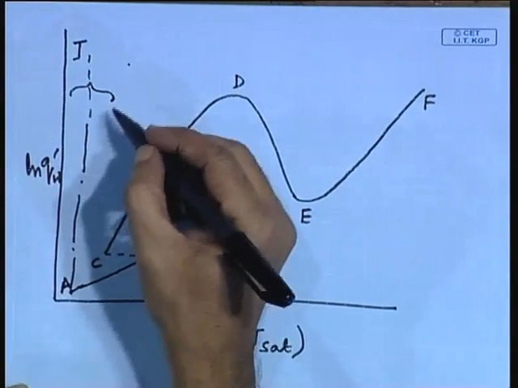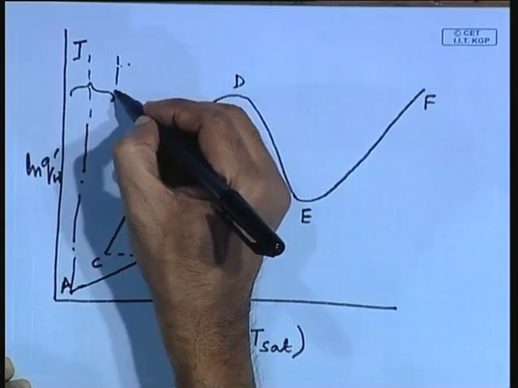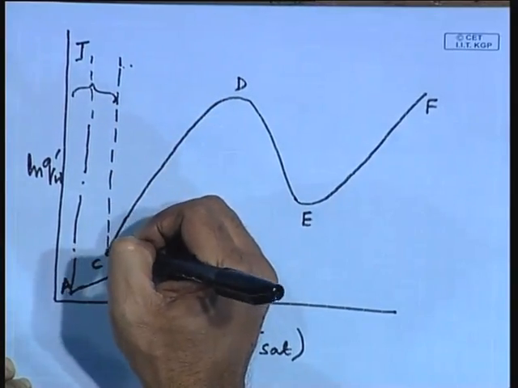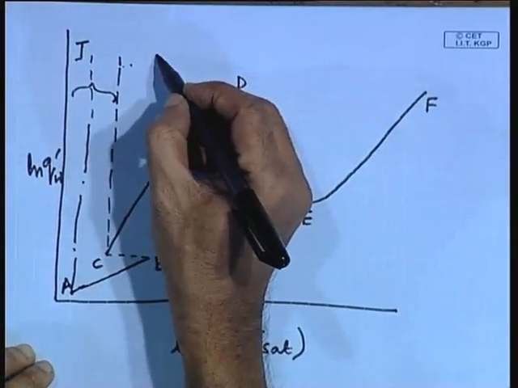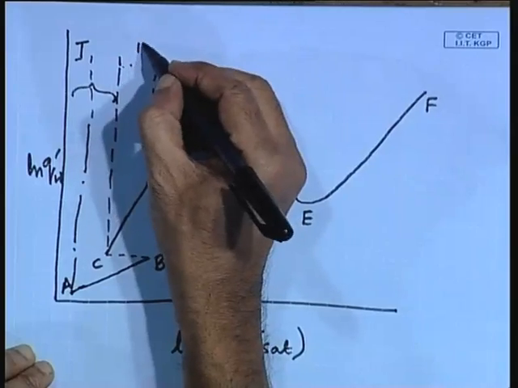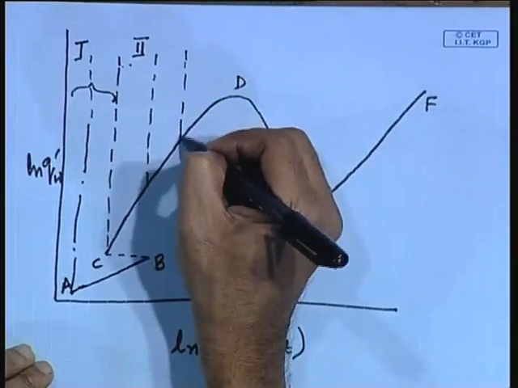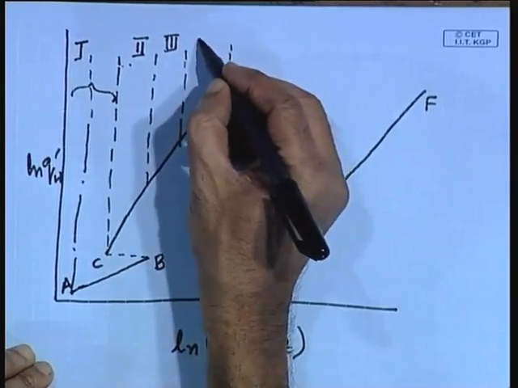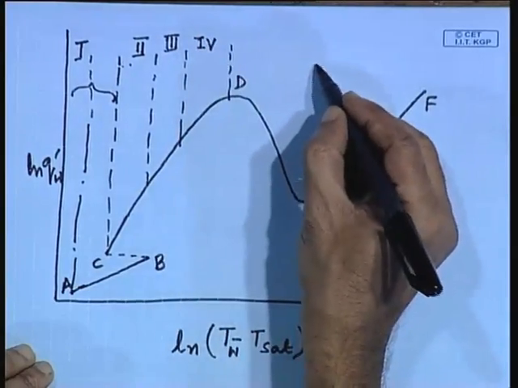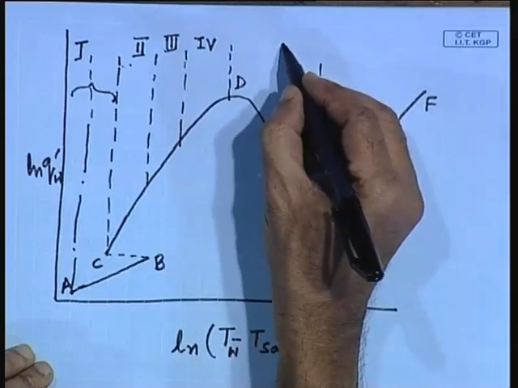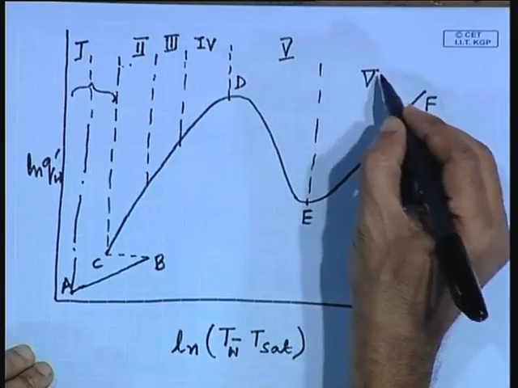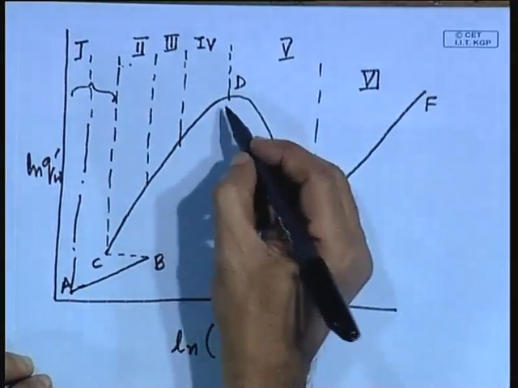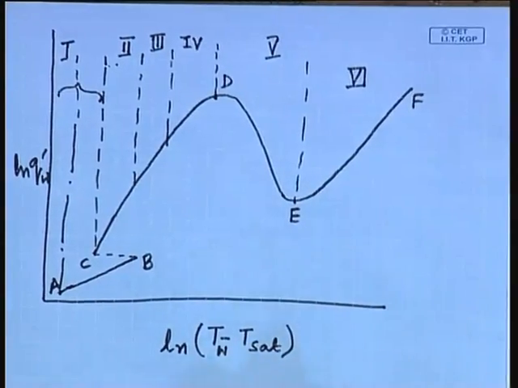So, this regime starts from the heating process, then we have got the second regime, we have got the third regime, we have got the fourth one, then we have got the fifth one, and ultimately we have got the sixth regime. Here there are important points which let me tell you, and important regions in this pool boiling curve.